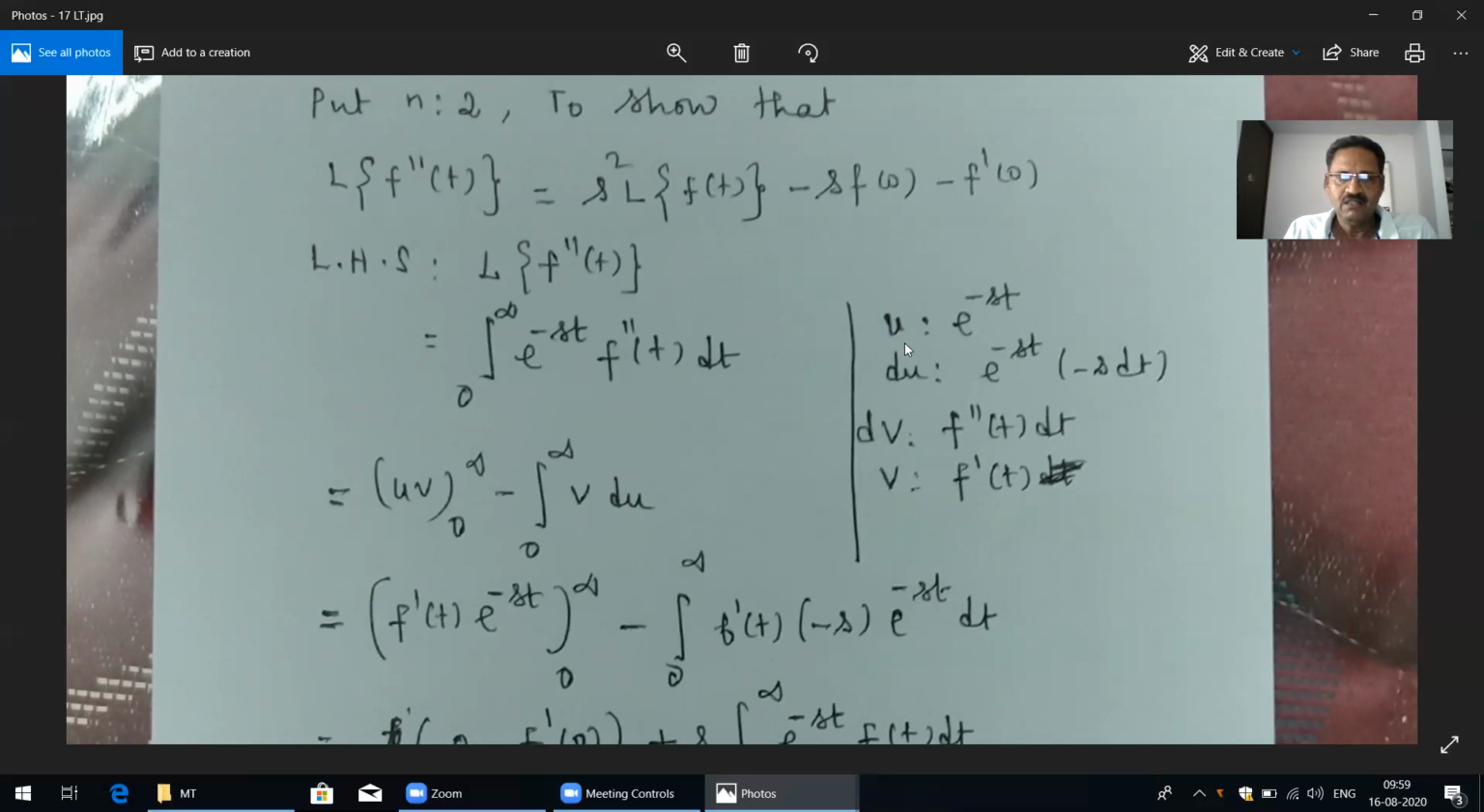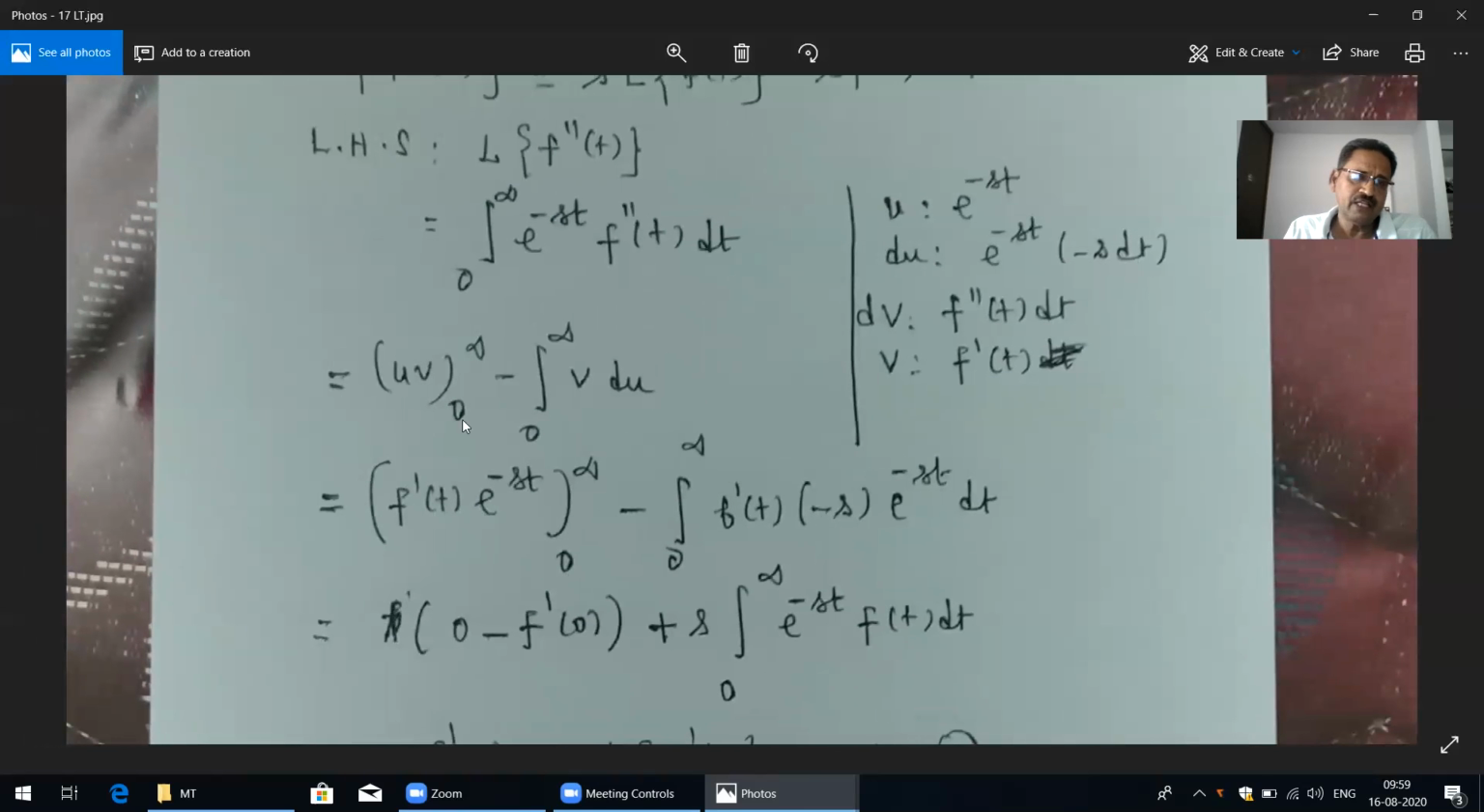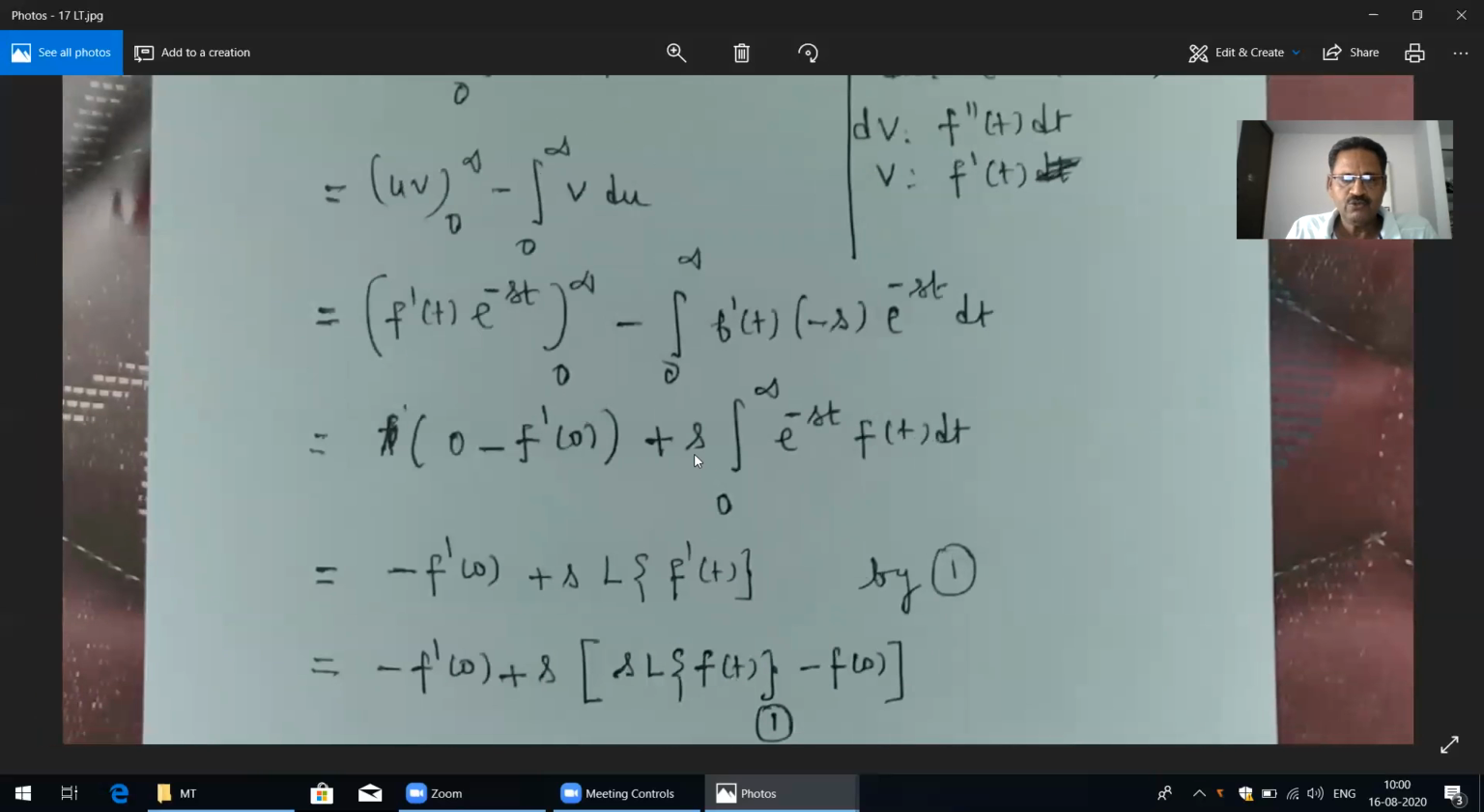Then u equals e power minus st, du we already know, so dv equals f double dash of t dt. What is the v value? It is f dash of t. Then by using these values in integration by parts, that is uv from 0 to infinity minus the integral from 0 to infinity of v du. The u value is e power minus st, the v value is f dash of t, and du is this one. You take s outside.